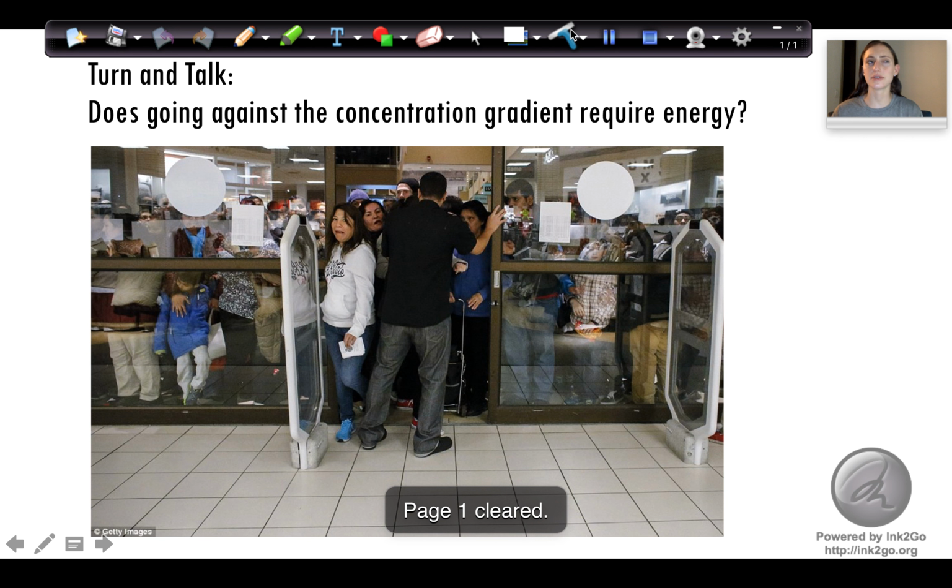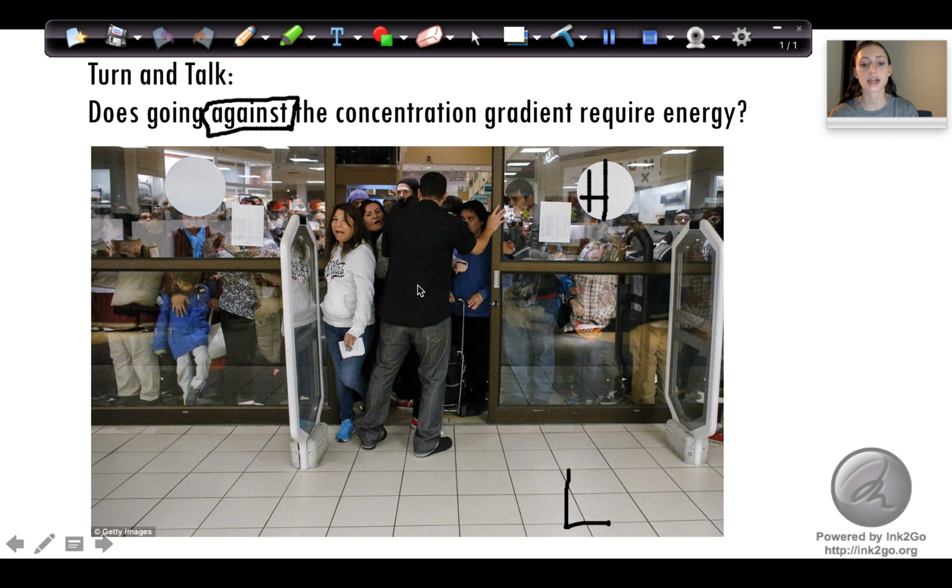Okay, so take a look at this picture. What's going on here? We've all had this happen if we pretend this is in a store and it's a classroom. Inside this store, we would say we have a high concentration of people, and outside the store, we have a low concentration of people. We've all seen this one kid that's trying to go against everyone. They're trying to go from the low concentration to the high concentration.